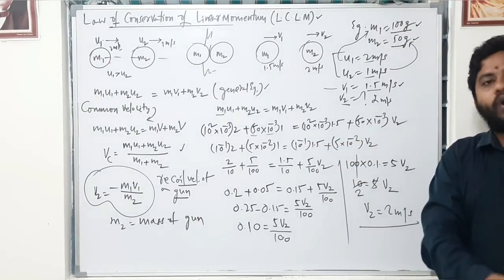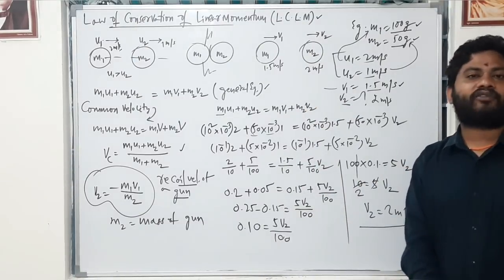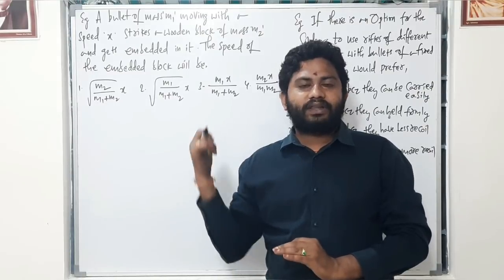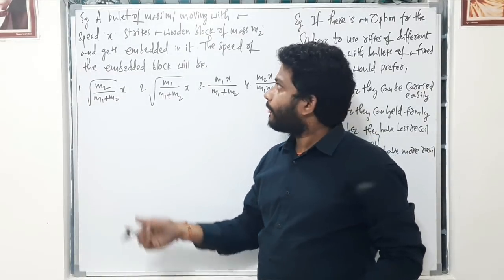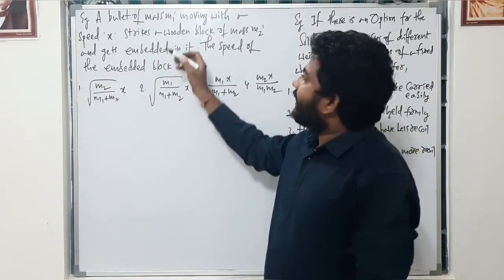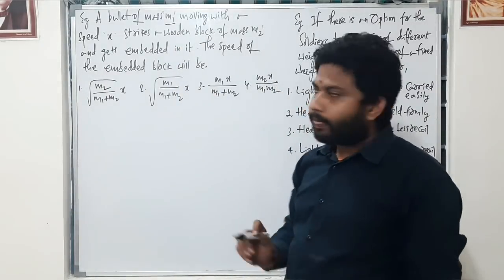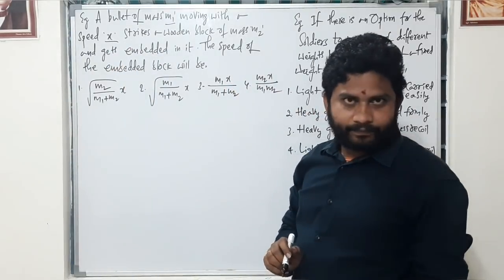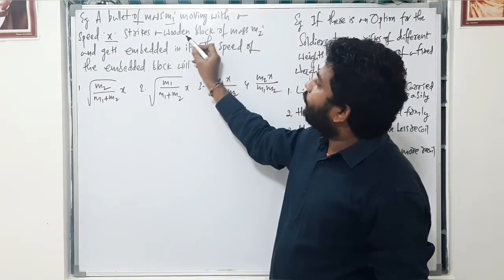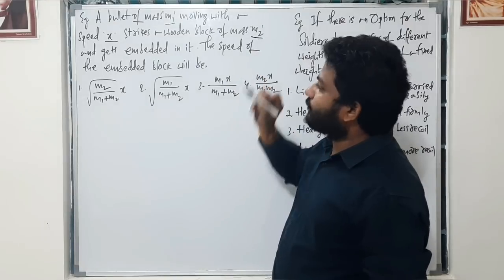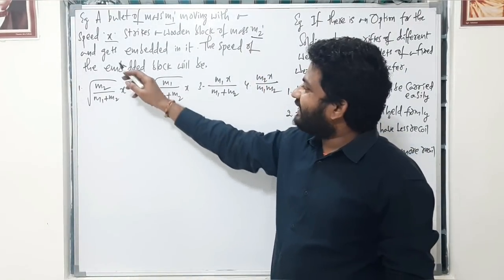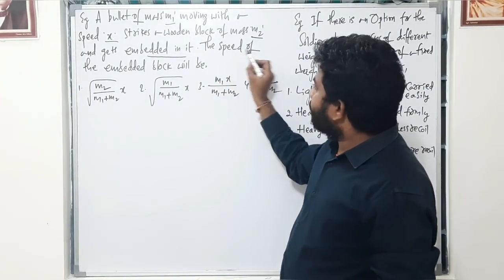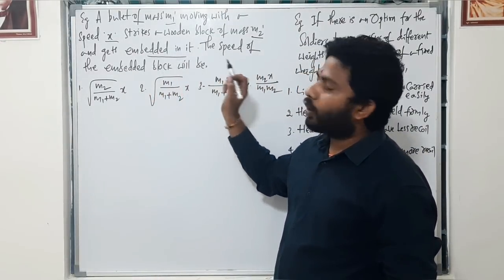Let's solve some more questions based on the law of conservation of linear momentum. Let's continue the numericals, my dear students. A bullet of mass m1 moving with a speed x strikes a wooden block of mass m2 and gets embedded in it. The speed of the embedded block will be.